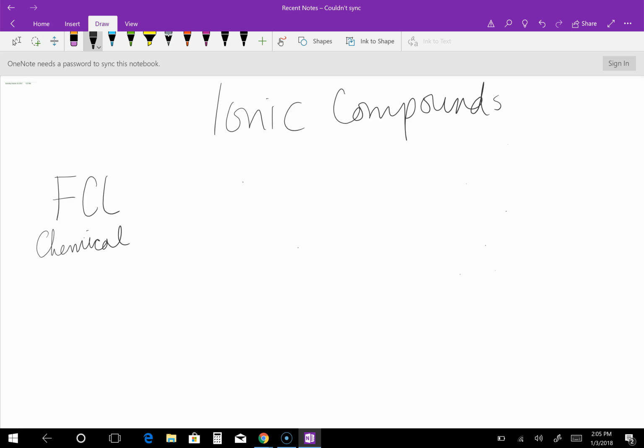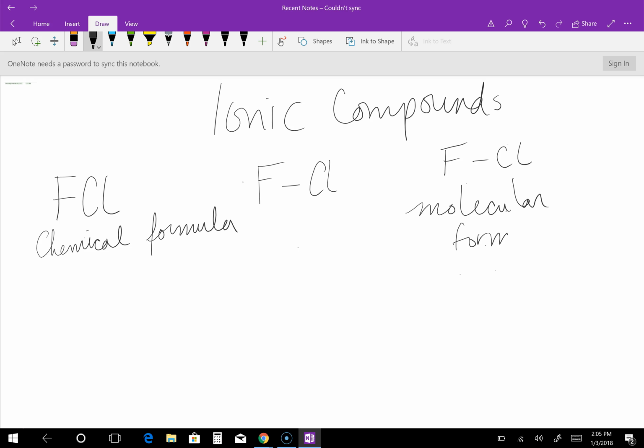The chemical formula for this would be FCl. And the ratio would be 1 F bound to 1 Cl. Our molecular formula would also be FCl. This is not true for ionic compounds.